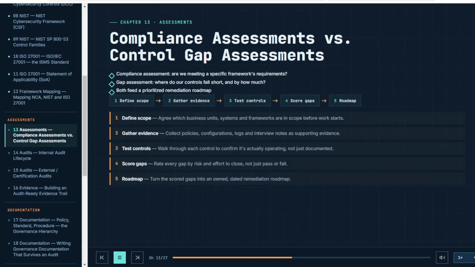A compliance assessment asks whether the organization is meeting a specific framework's requirements. A control gap assessment goes further, asking exactly where controls fall short and by how much. Together, they feed a single prioritized remediation roadmap. In summary, compliance assessment, are we meeting a specific framework's requirements? Gap assessment, where do our controls fall short, and by how much? Both feed a prioritized remediation roadmap.